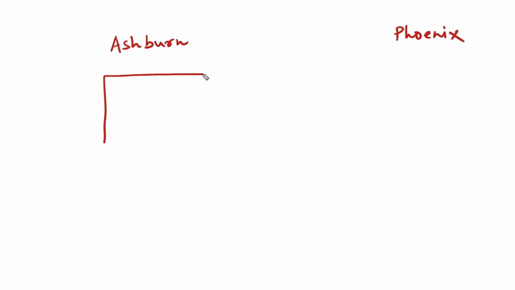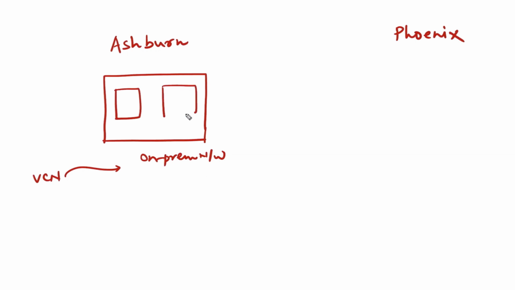In Ashburn, we will create a VCN and we will name that VCN on-prem network. So we are kind of simulating this virtual cloud network to work like an on-prem network. This VCN will have 2 subnets, one private subnet and one public subnet. We will create 2 virtual machines. One VM here, we will call it Customer Premises Equipment VM. And this is going to be Ping VM, just for testing.